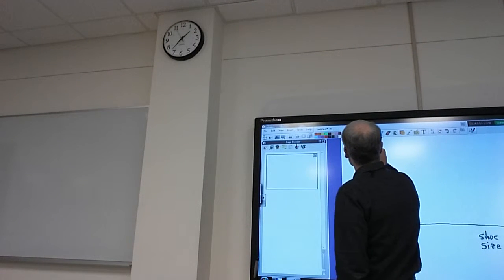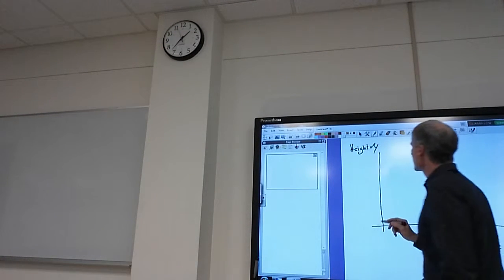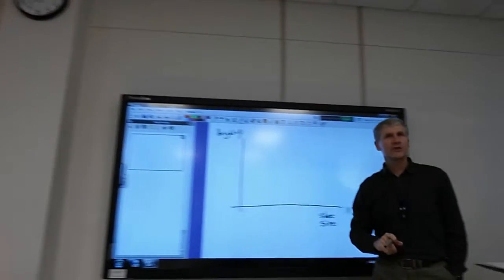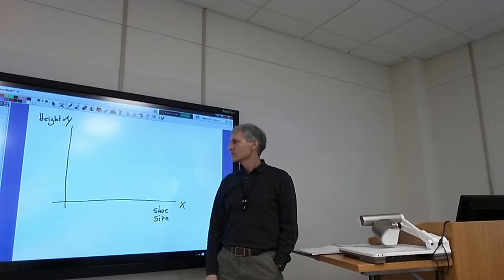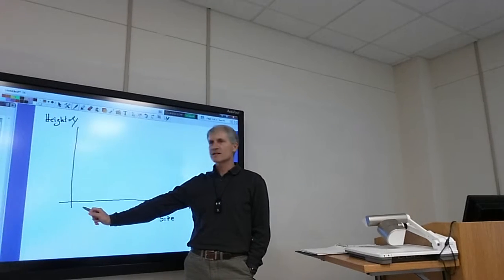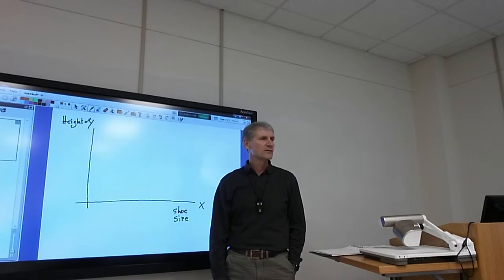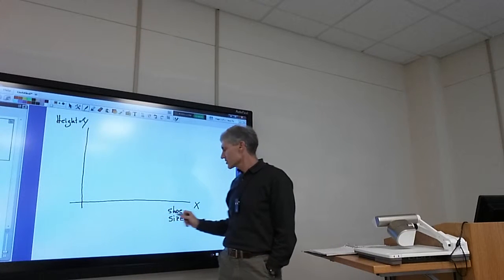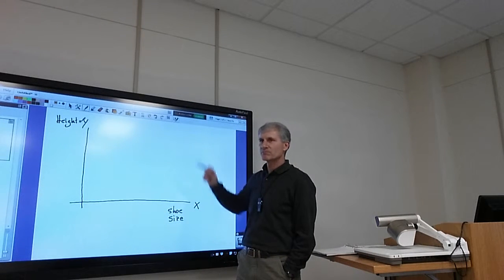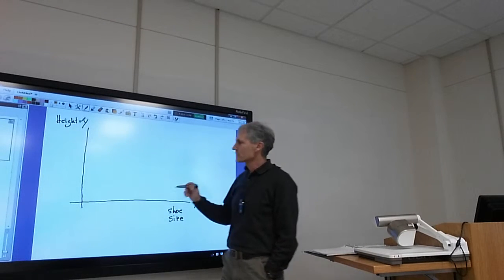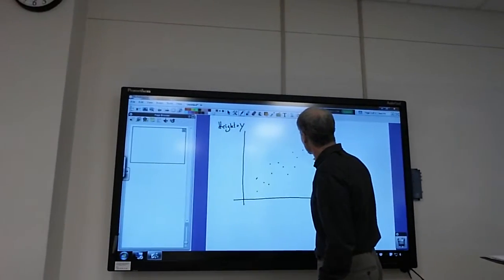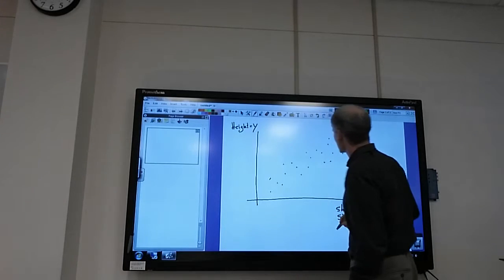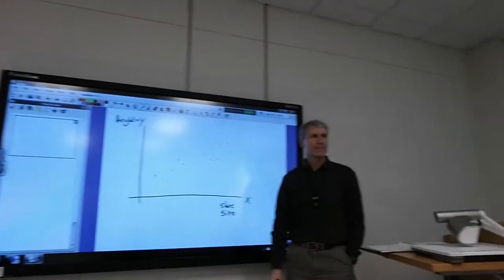Do you think there would be a relationship between somebody's shoe size and their height? Yes. People with small shoe sizes you would expect to be shorter, and people with large shoe sizes you would expect to be taller. Right? So you do a scatter plot. If you see a linear trend like we just described, it should look something like that.